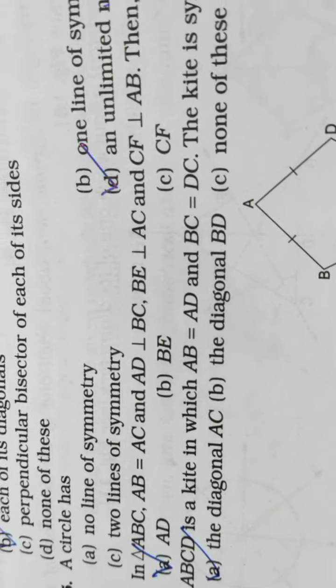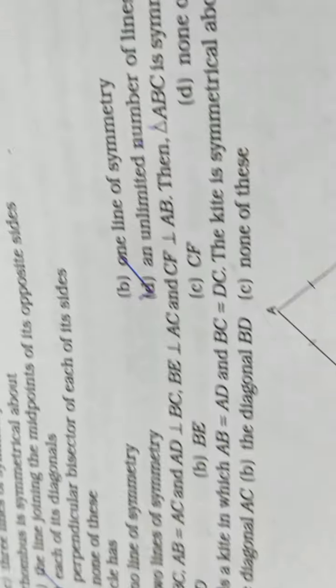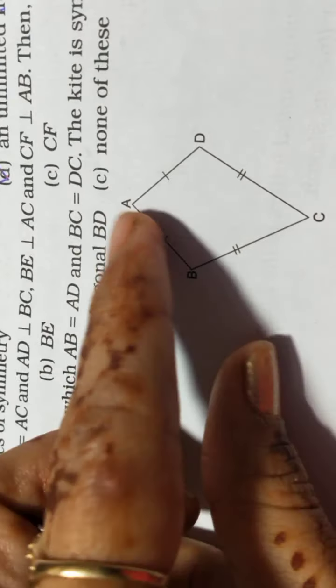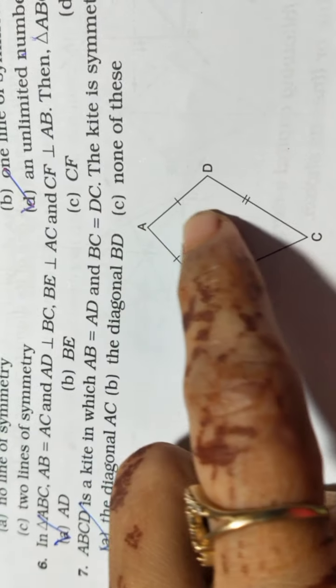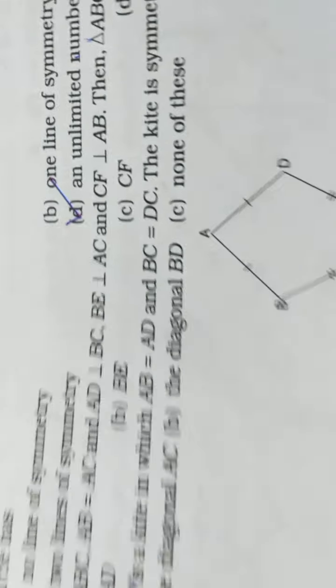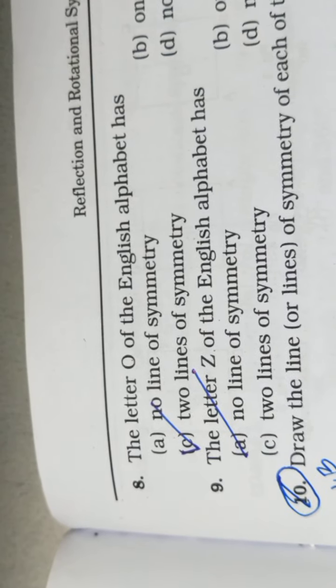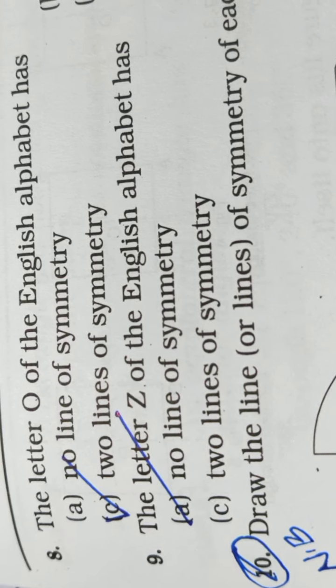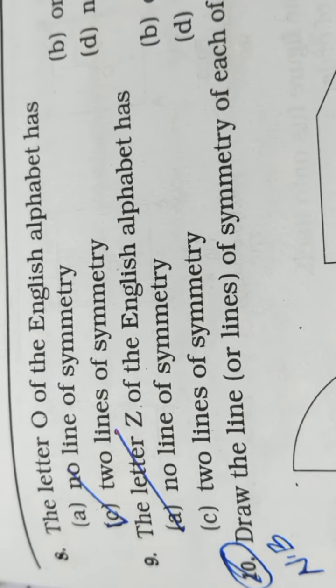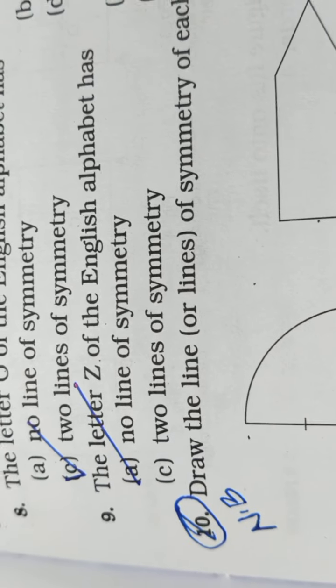ABCD is a kite in which AB is equal to AD and BC is equal to DC. You can see AB, AD, BC, DC. The kite is symmetrical about the diagonal, done earlier. Okay class, you can draw here also. Yes, all these questions just do in the book only. The letter O of the English alphabet has 2 lines of symmetry, done here only. Getting? Don't confuse between O and circle. Yes, the letter Z of the English alphabet has how many lines of symmetry? No line of symmetry, no vertical and no horizontal.